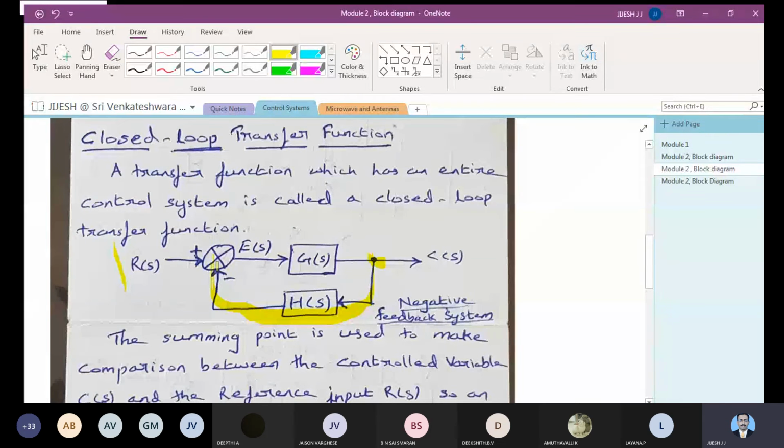So this is the transfer function which has to create an entire control system, which is called a closed loop. The entire control system which has a feedback mechanism is called a closed loop control system. Here you have to understand a few things. Listen carefully. You hear this portion is called the, what is the name of this one?